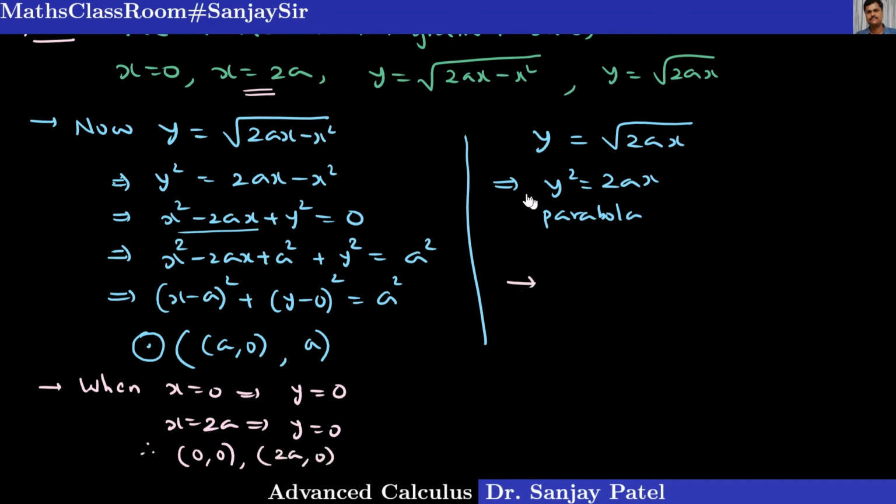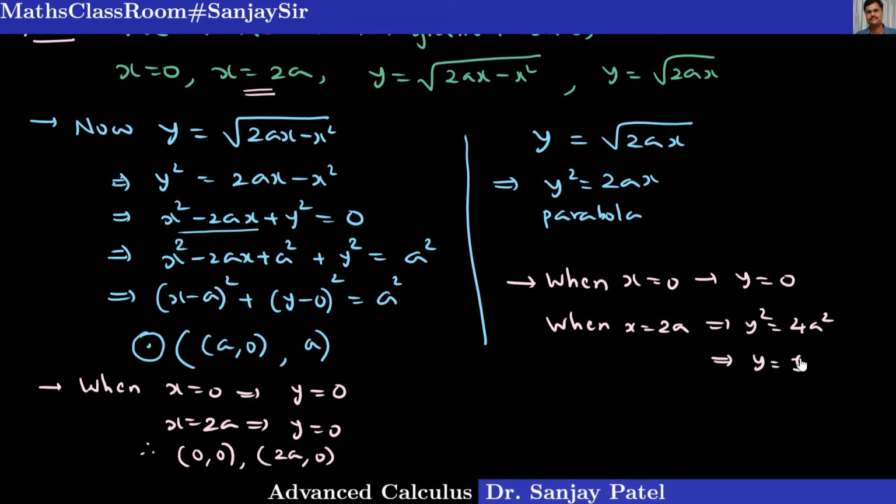Here on the other hand, if you want to find the intersection of this parabola with these two lines, we see that when x equal to 0, it gives us y is equal to 0. And when x is equal to 2a, we will get y square is equal to 4a square, putting x equal to 2a here, 2a into 2a is 4a square. So y will be plus or minus 2a. Okay, so we get these 2 points, 2a comma 2a and 2a comma minus 2a, as the points of intersection of this parabola with these lines.